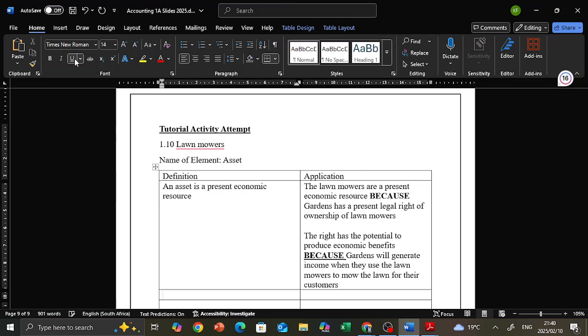Controlled by the entity. So, what are we going to write under this?